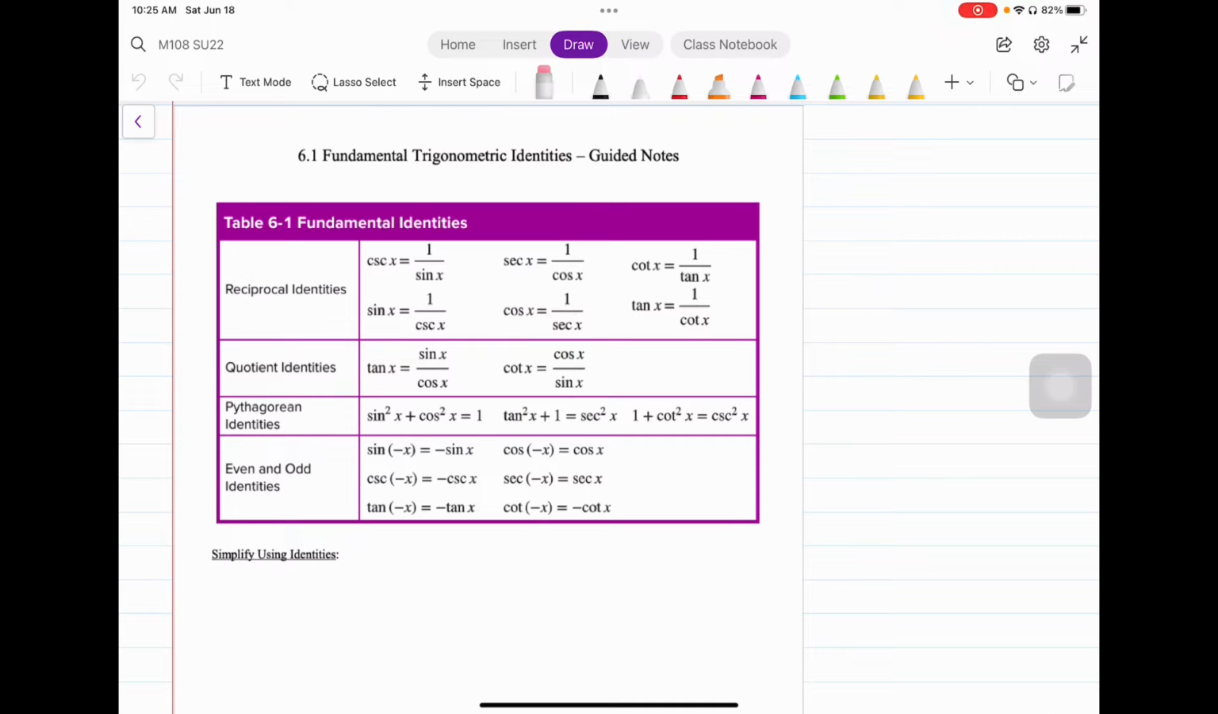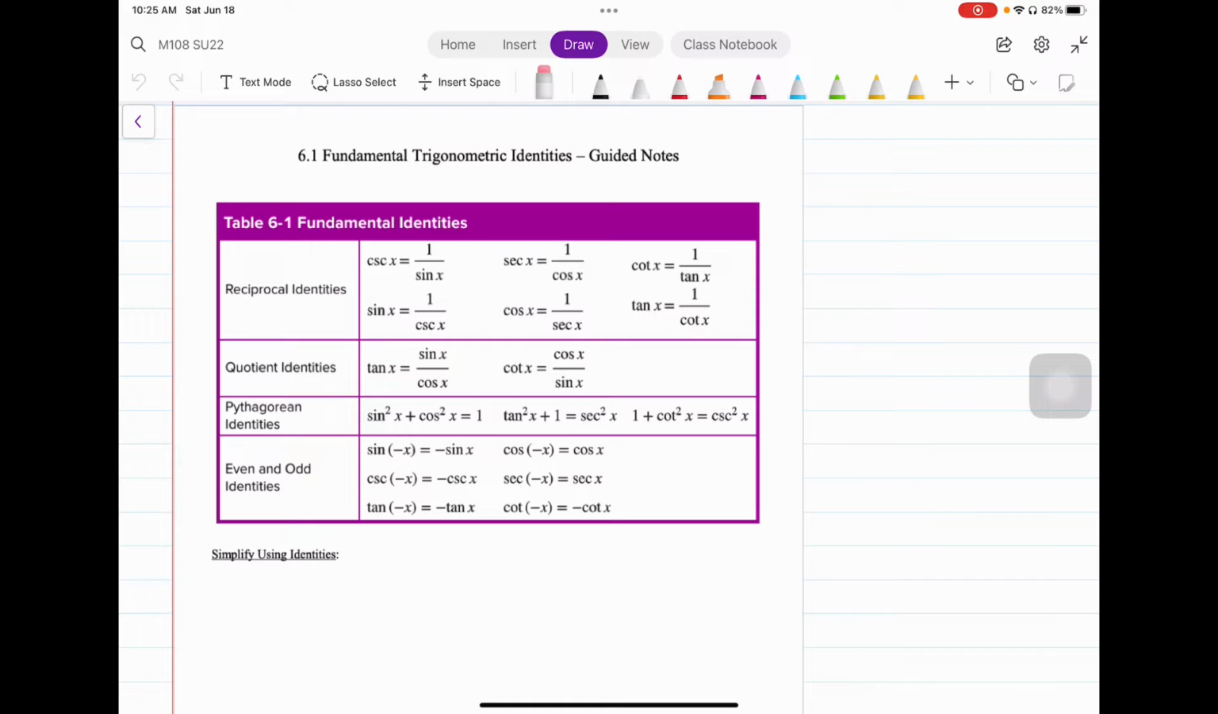There are the quotient identities. Tangent is sine over cosine, and cotangent, the reciprocal of tangent, is cosine over sine. The Pythagorean identities tell us that the sine squared of x plus the cosine squared of x is equal to 1. Tangent squared of x plus 1 is equal to the secant squared of x. And then 1 plus cotangent squared of x is equal to cosecant squared of x.